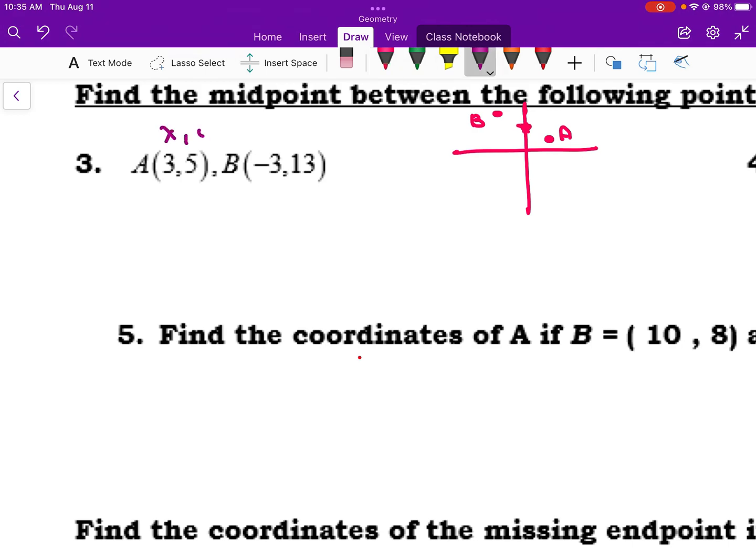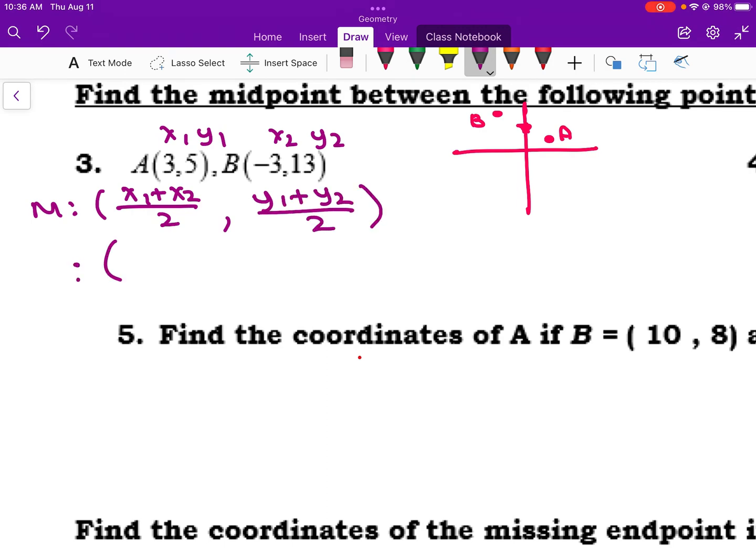So again, let's designate x1, y1, x2, y2 so as to facilitate our formula, which we know is x1 plus x2 divided by 2, comma, y1 plus y2 divided by 2. You're just popping those numbers in, simplifying. So 3 plus negative 3 divided by 2. 5 plus 13 divided by 2. And so we get 0 over 2, comma, 18 over 2.